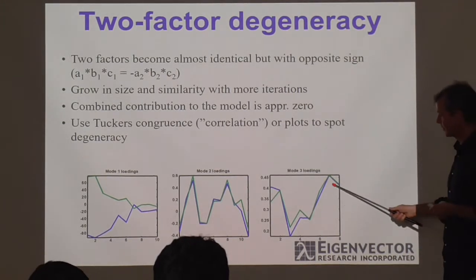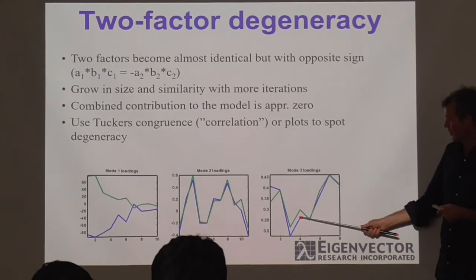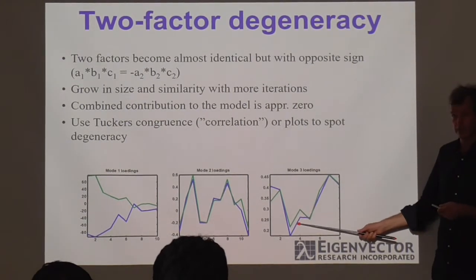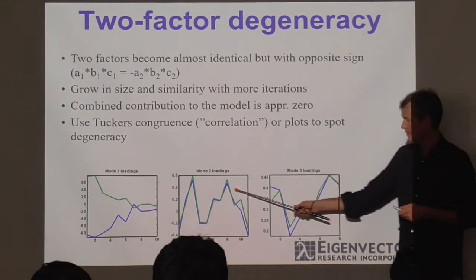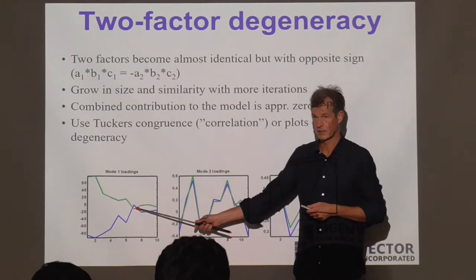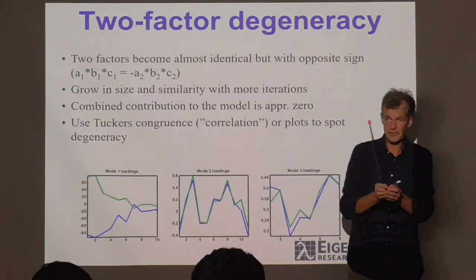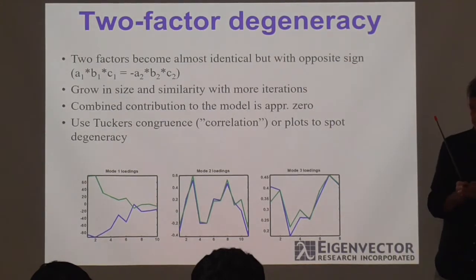So here's an example of a two-factor degeneracy. Look, these two loadings are almost the same shape. These are the same shape, but opposite. So if you take the two, the sum of them becomes 0.